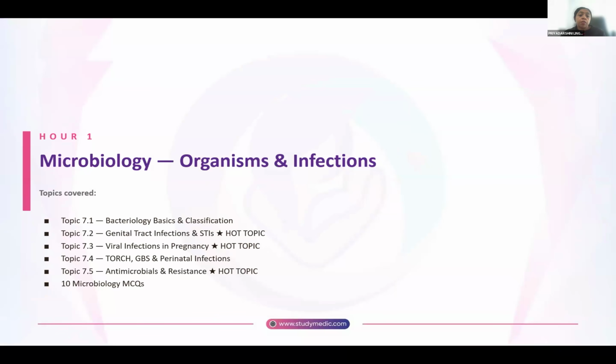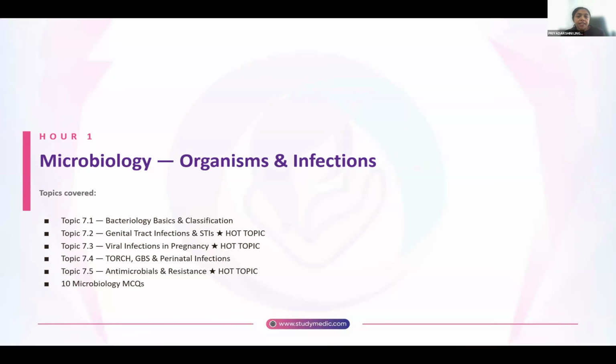So in microbiology, the most important things that you have to understand is about the various organisms and the infection they cause. Bacteria, the basics of bacteriology and the classification, the basics of virology and its classification, and some common infections, including the genital tract infections and sexually transmitted infections, viral infections in pregnancy. TORCH, GBS is given special importance.